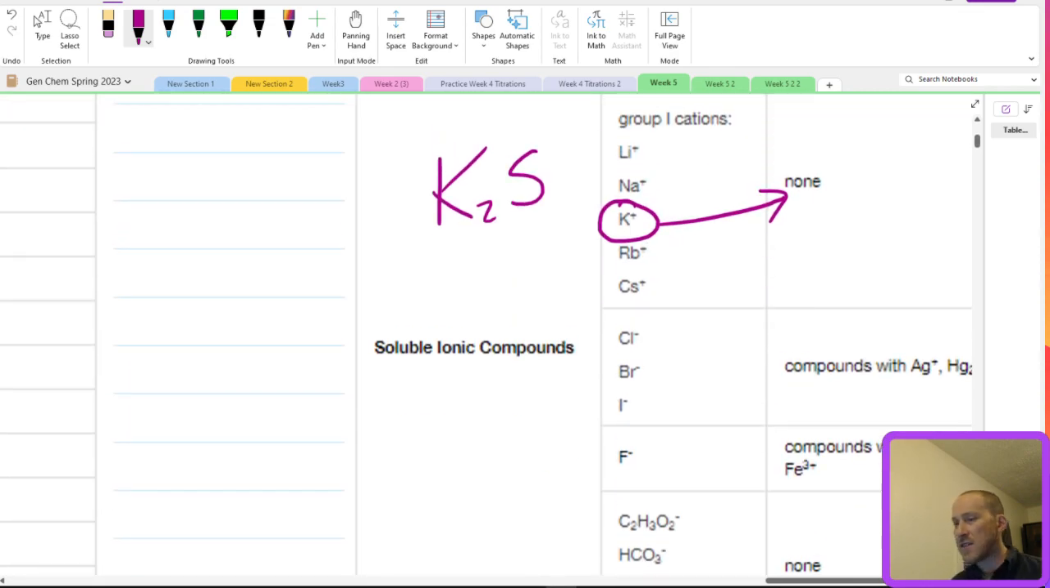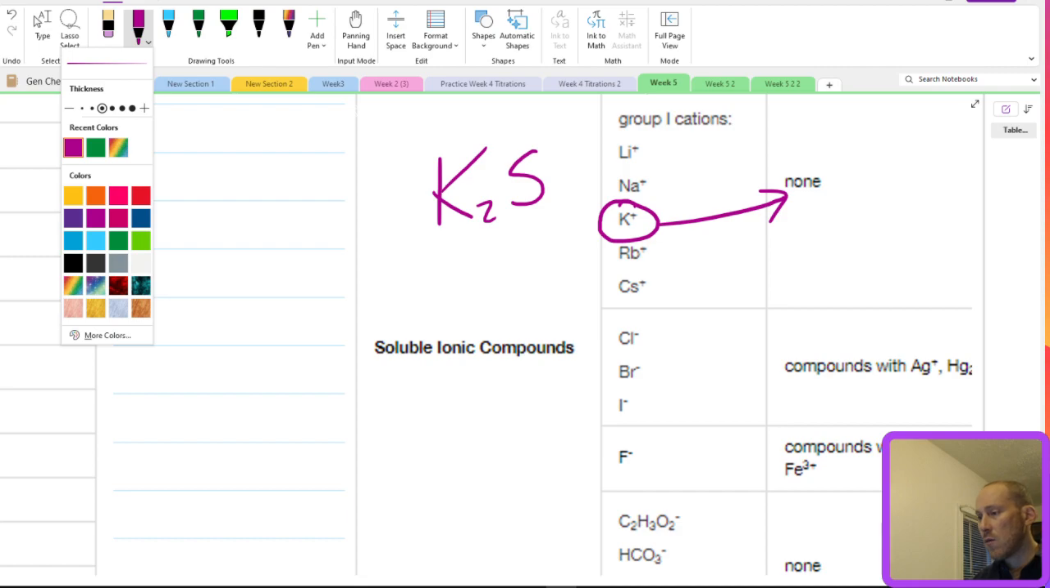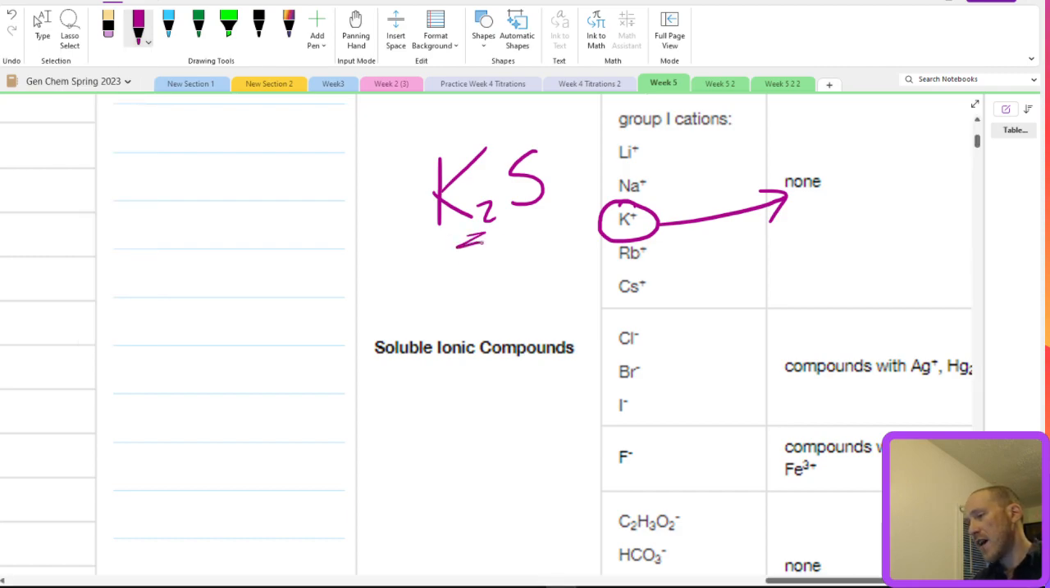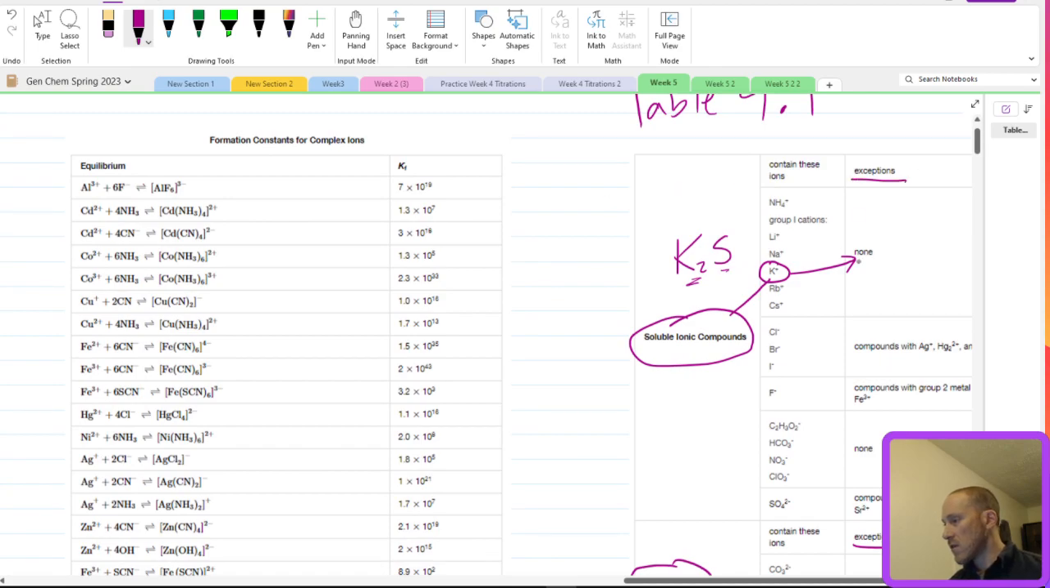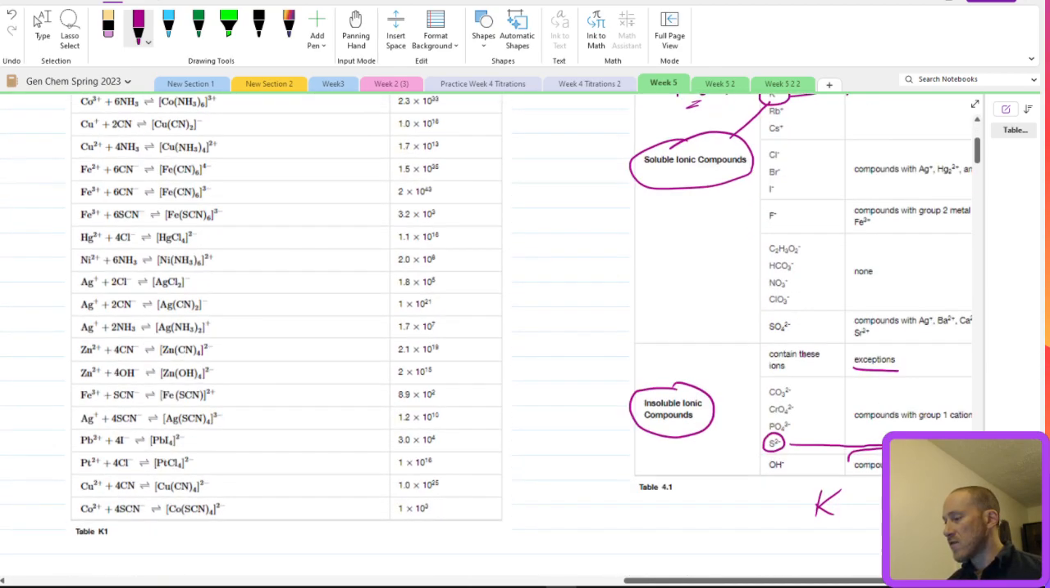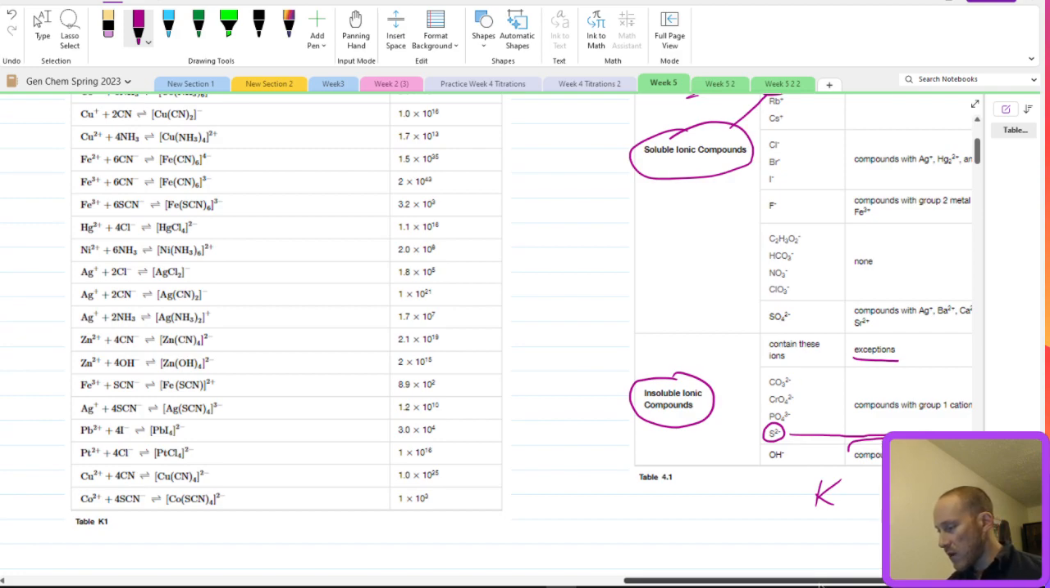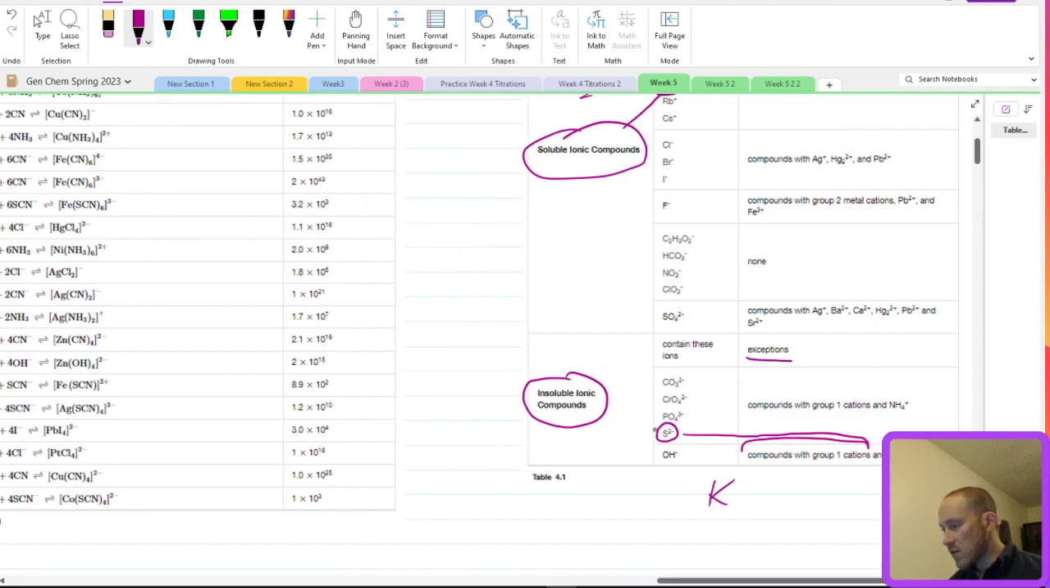One thing that this guide says is that if you have a potassium cation, which we do, when we have potassium sulfide, we have a potassium cation, and that is soluble. And are there any exceptions to that? No. Exceptions, none. So potassium sulfide is fully soluble. Had we started with a sulfide, by the way, we would have noticed that sulfide is on the list of insoluble ionic compounds. So sulfide things we don't expect to dissolve, except exceptions, compounds with group 1 cations.